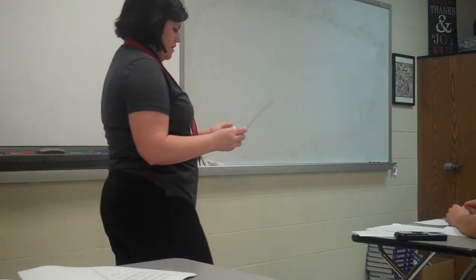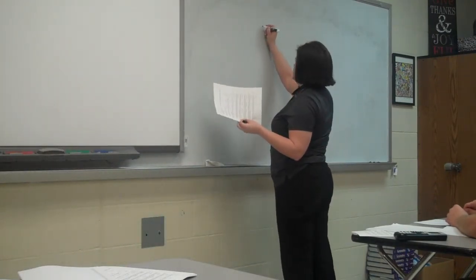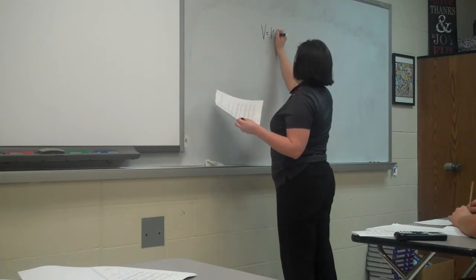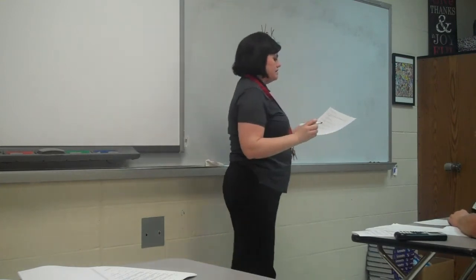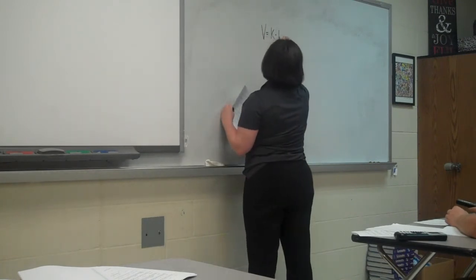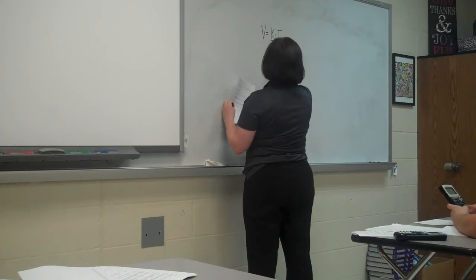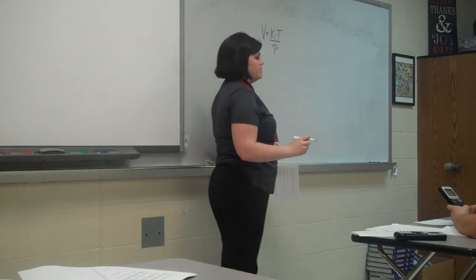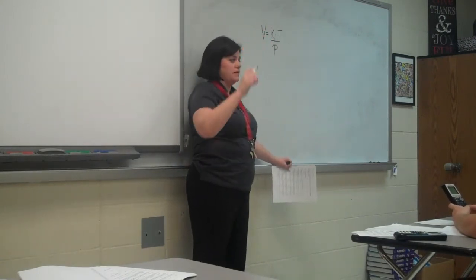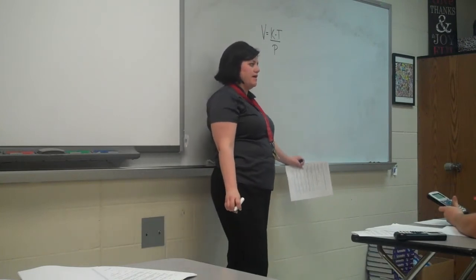All right, number 9. It says the volume of a given mass varies directly. So you always start out with V equals K. If it varies directly as the temperature, that's going to be times T. If it varies inversely as the pressure, it's going to be divided by P. Whatever it varies directly as is times that constant K, and whatever it varies inversely as, it's divided by that.